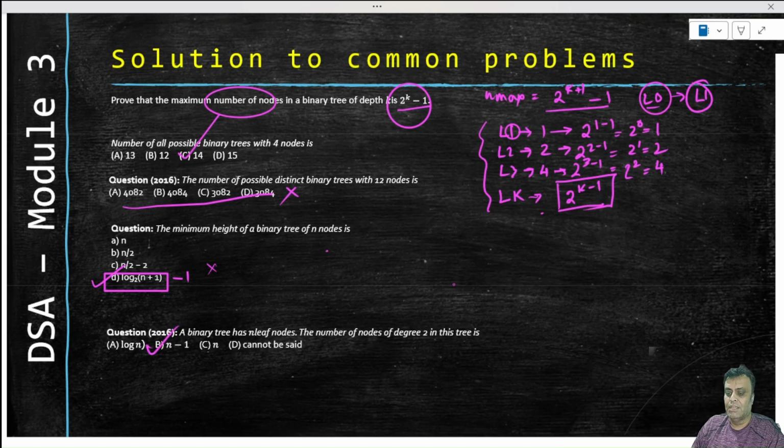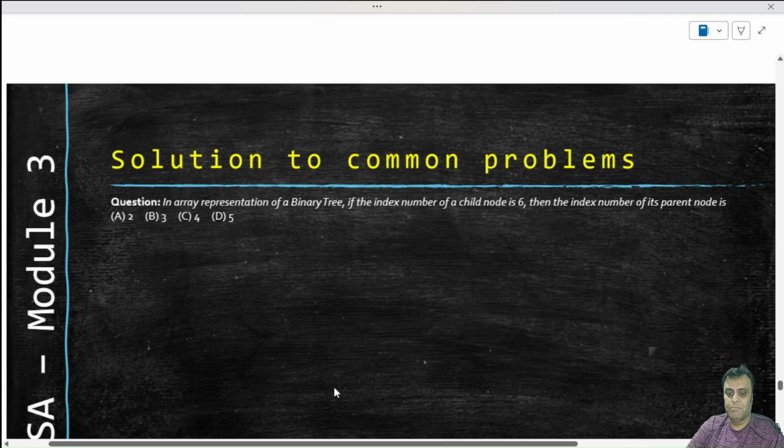So we had said that the number of nodes of degree 2 is equal to the number of leaf nodes minus 1. This is something that we had already proved, and that's what we are trying to say here also. So that's on this particular part of the story.